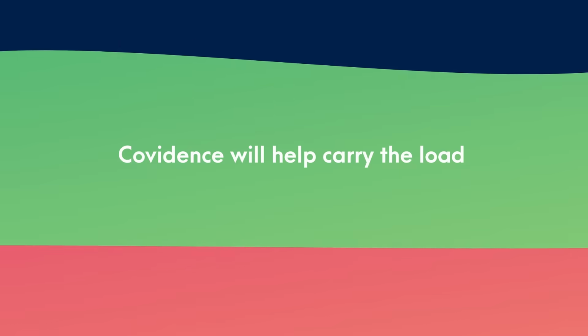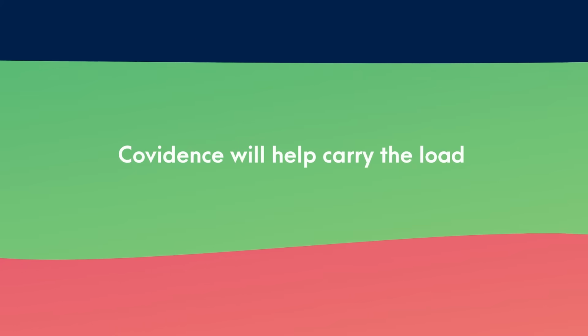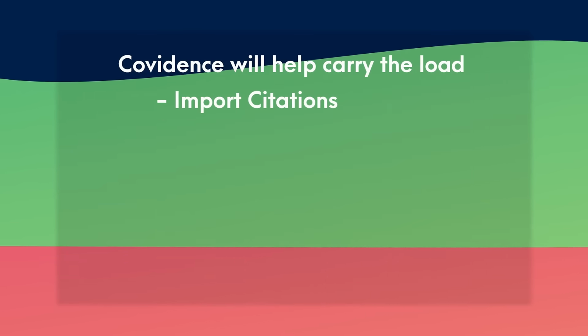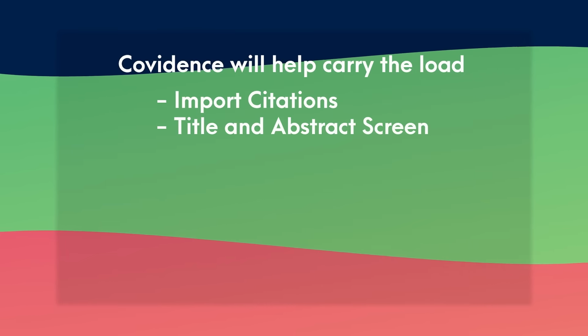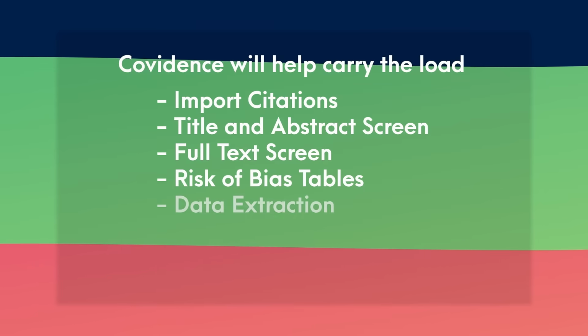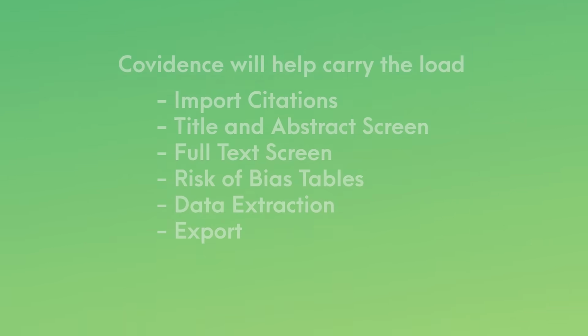So no matter your experience level when it comes to systematic reviews, Covidence will easily help with the heavy lifting that comes with importing citations to facilitating the screening of abstracts and full texts, populating risk of bias tables, extracting data, and exporting. Let's take a closer look inside.